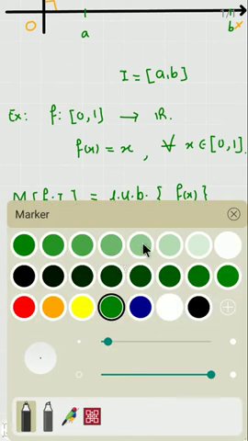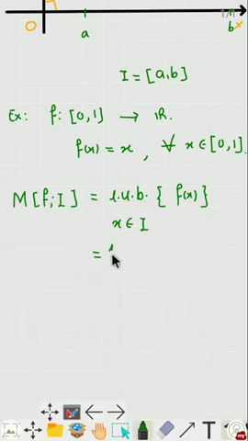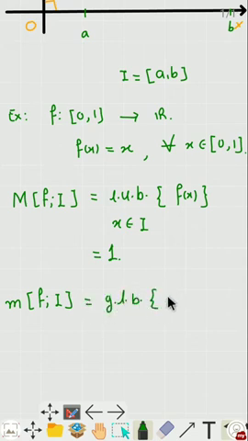So the value is 1, so we write here it is equal to 1. Now we write the value of m f I, meaning the greatest lower bound of all values of f of x where x belongs to I. And it is equal to, so greatest lower bound, all lower bounds of this set, and we find the largest value of all the lower bounds, and that largest value is again 0.